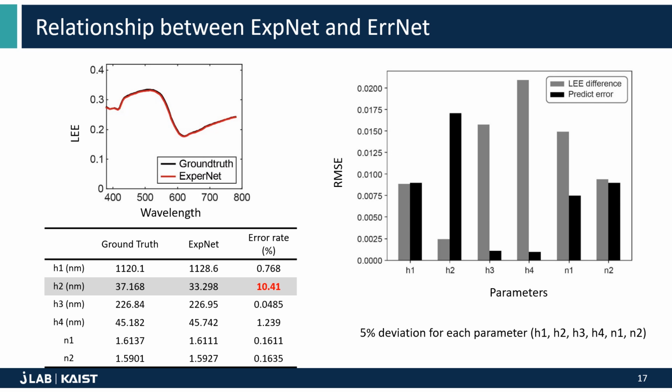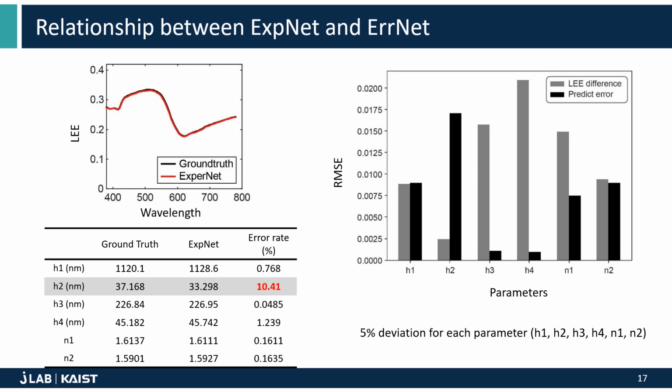We found that the inaccuracy in predicting H2 still remains even when we remove the random noise from the LED spectrum. In that case, the EtherNet without the random noise still shows larger than 10% error in predicting the error function of H2, while the other parameters remain within an acceptable error margin.